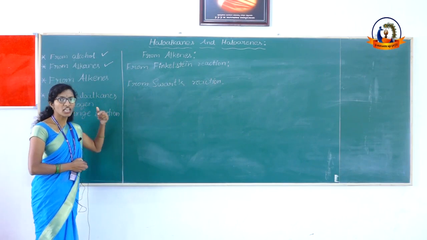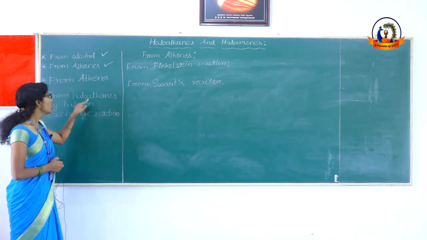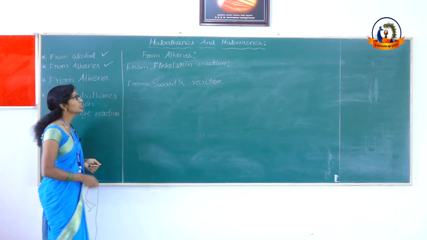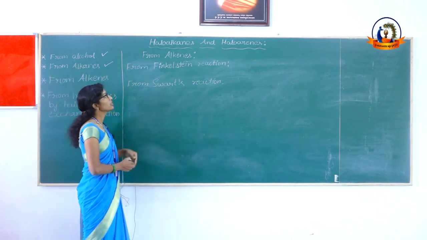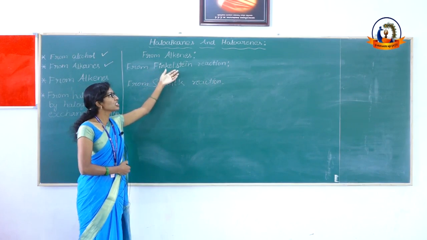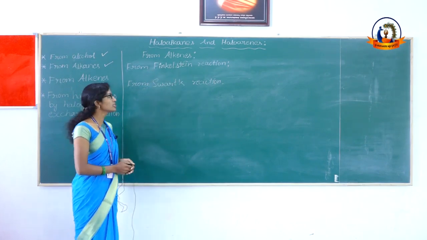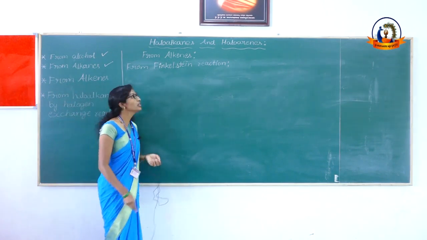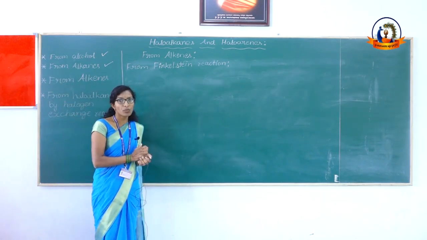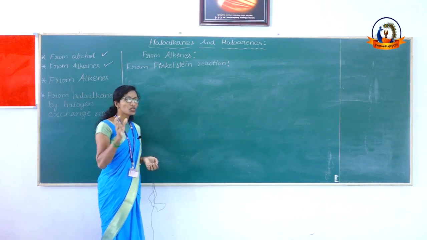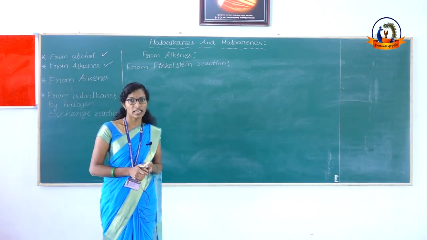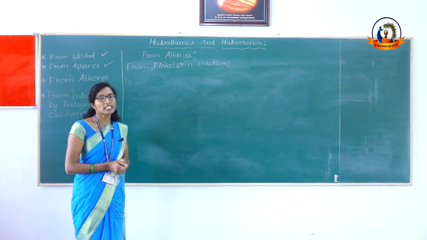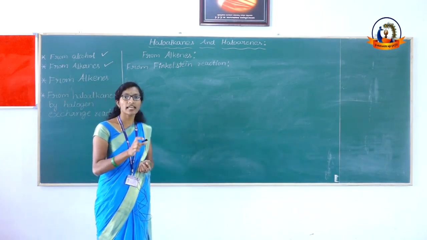Next one, preparation of haloalkanes from haloalkanes by halogen exchange reaction. In that, two methods are there. First one, Finkelstein reaction. Second one, Swarts reaction. Let us see about this. When alkyl chloride or bromide is treated with sodium iodide in the presence of dry acetone, halogen exchange takes place and it forms alkyl iodide.